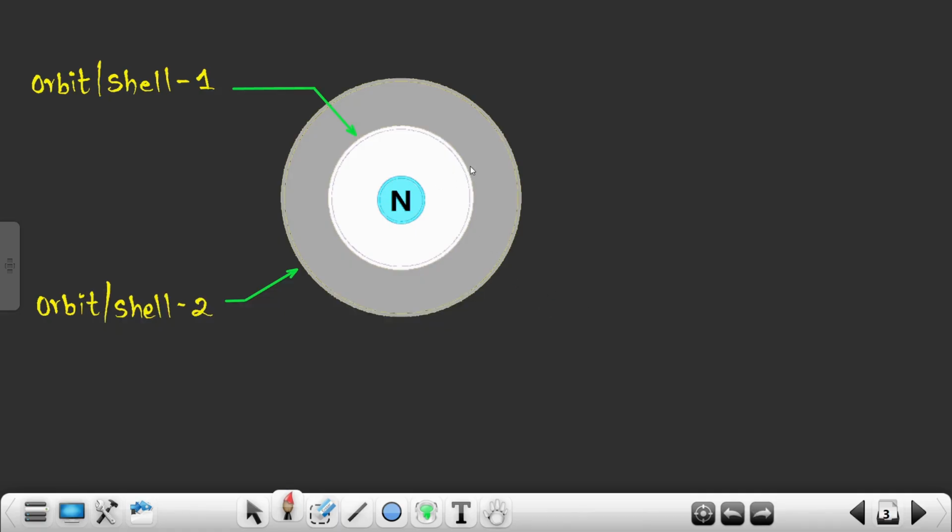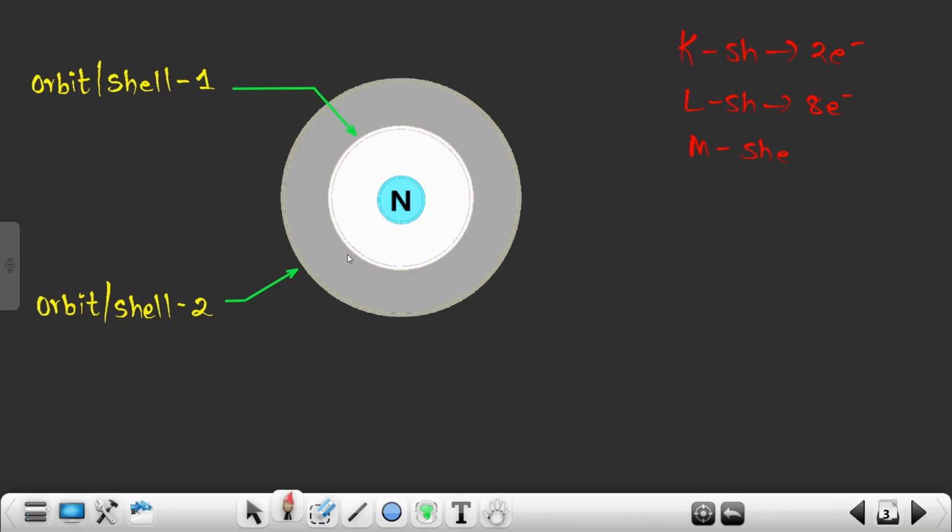I don't know if you all know this or not, but the K shell has the tendency to hold around 2 electrons, and the L shell has the tendency to hold maybe 8 electrons. This number keeps on increasing as we move further and further. As you can see, each and every shell has a certain capacity to hold a certain number of electrons, and this number keeps on increasing as we move away from the nucleus. I hope you are able to understand this concept up till here.